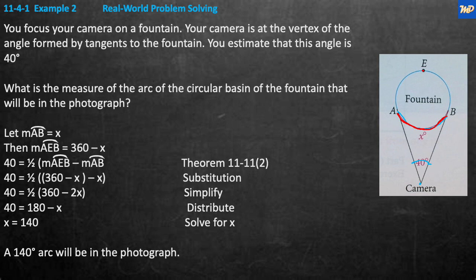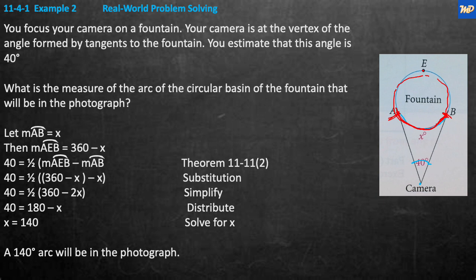Okay. So then, the measure of AEB is equal to 360 degrees. It's the entire fountain, 360 degrees going around the fountain, minus the piece that we want, the X piece. So this back piece from here to here is equal to the whole circle, all the way around, minus the front half. So whatever that is, we don't know. All we know is it's 360 minus X.